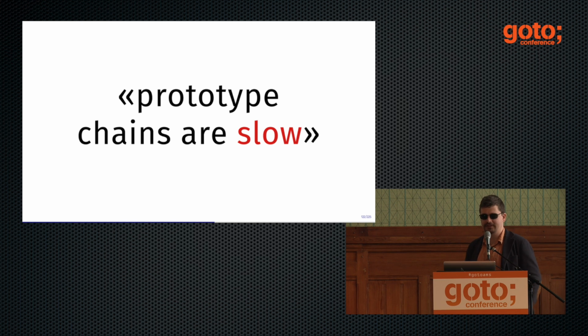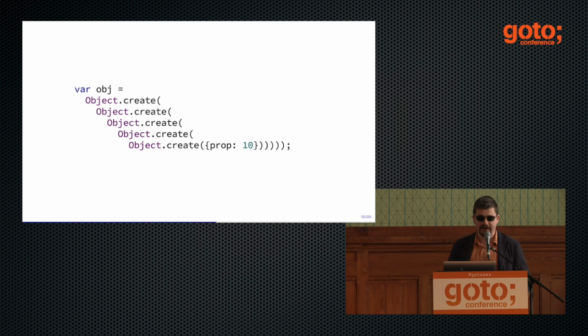For example, there is this presumption that prototype chains are slow. And people write benchmarks like that. They say, okay, I create a deeply nested prototype chain. How many people know what Object.create does? I'm just checking that nobody is sleeping there. How many of you write JavaScript actually?